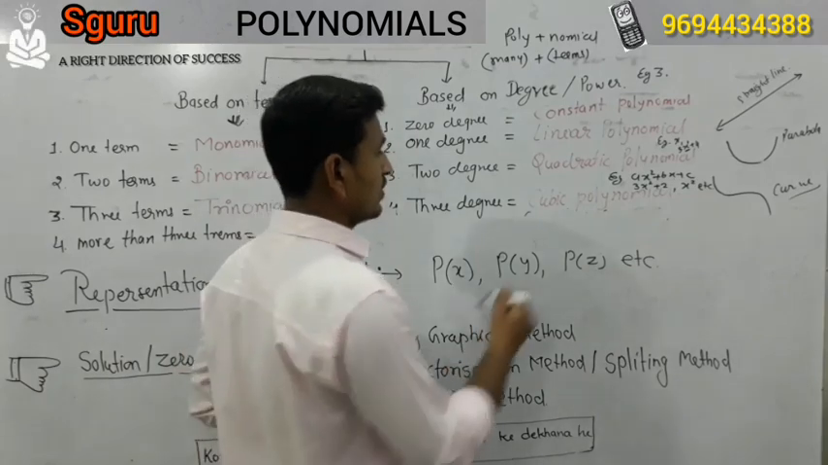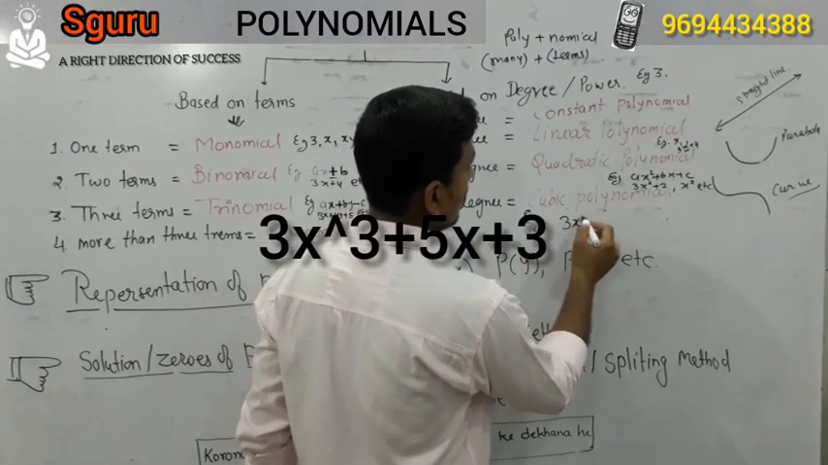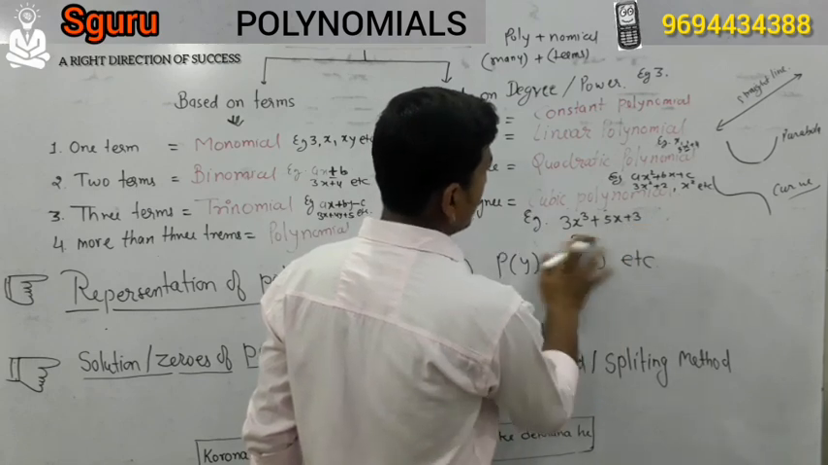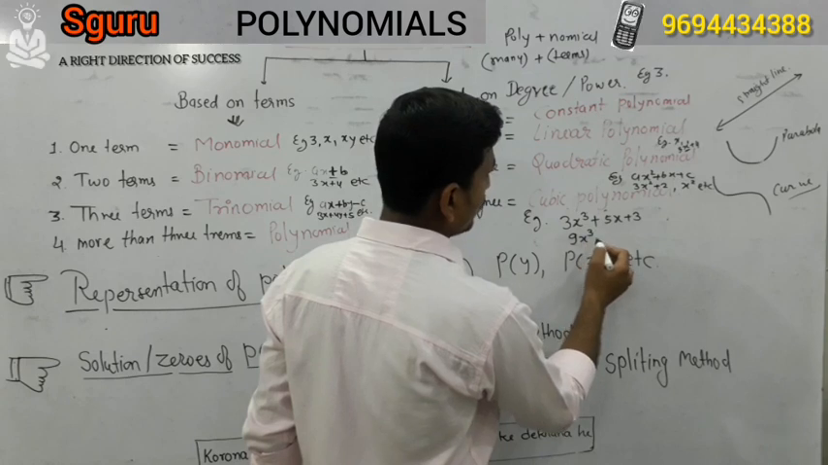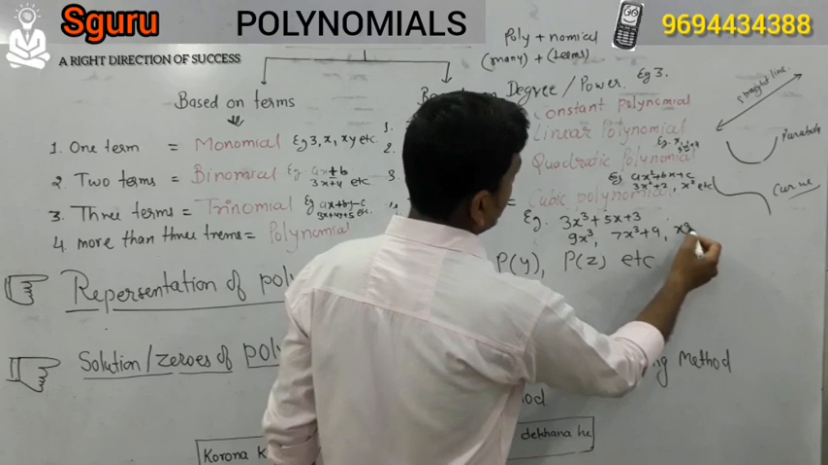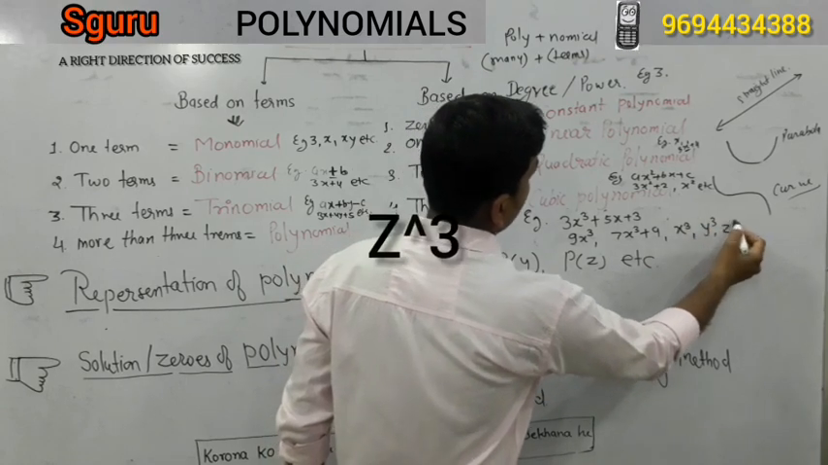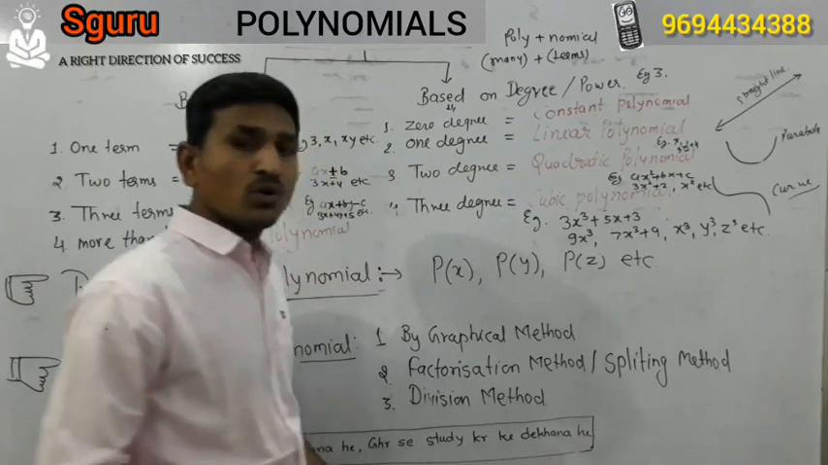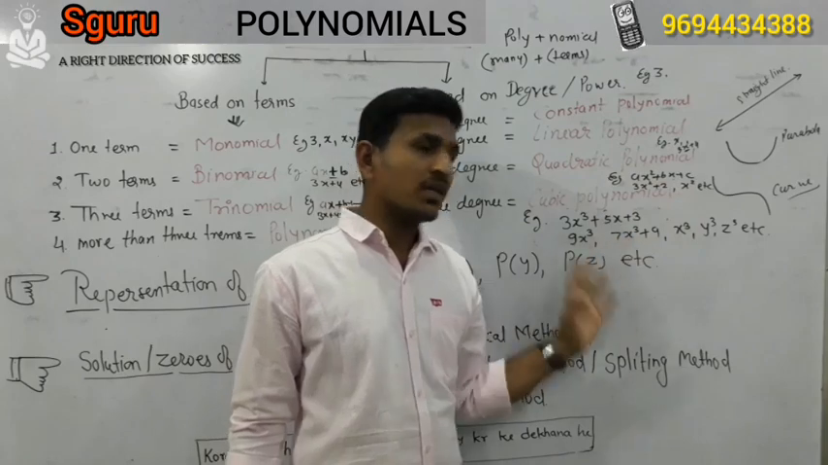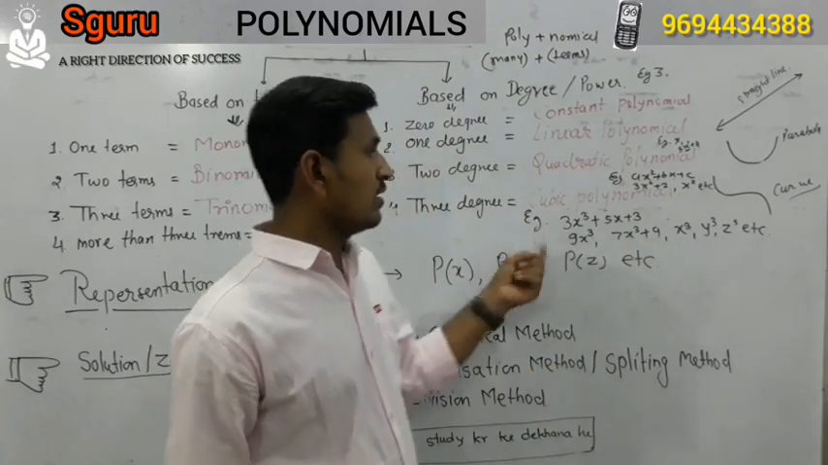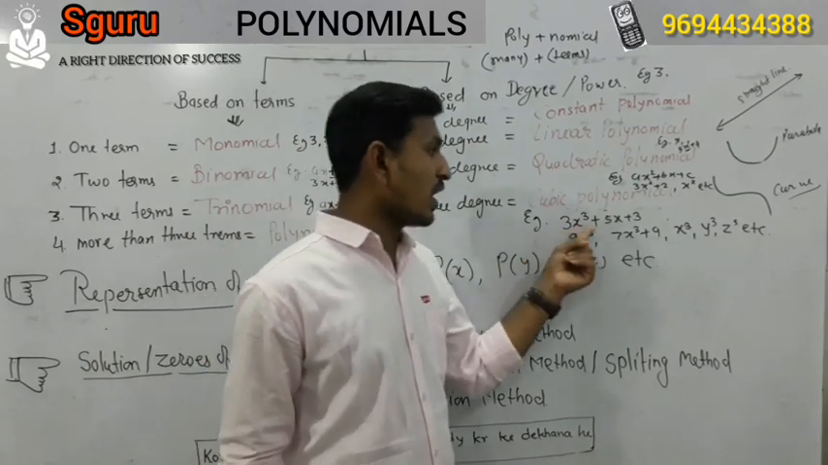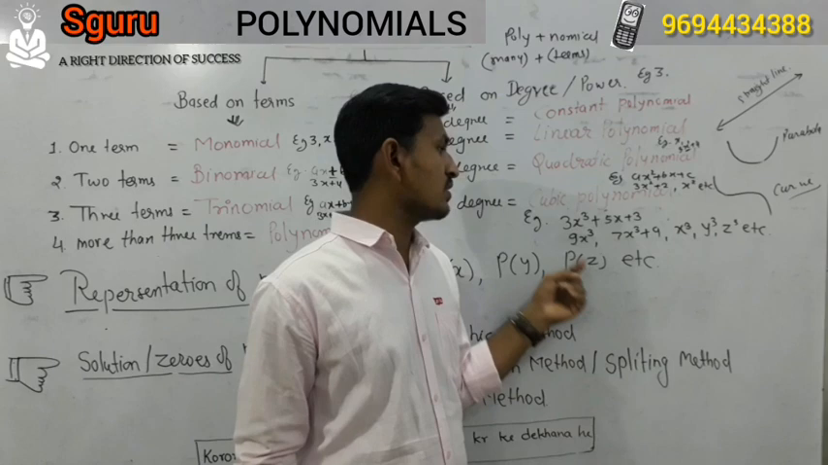Here the examples of cubic polynomial are 3x cube plus 5x plus 3, 9x square, 9x cube, 7x cube plus 9, x cube, y cube, z cube, etc. Yes, they all are examples of cubic polynomial. ये सभी यहाँ पर cubic polynomial के examples हैं. Understand? Why they all are examples of cubic polynomial? Because the highest degree of all the polynomials is 3.